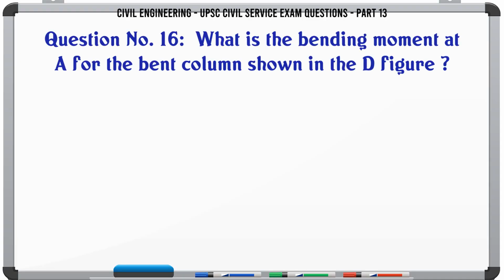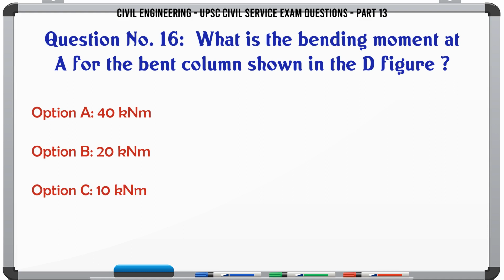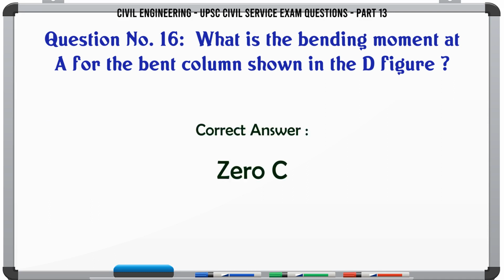What is the bending moment at A for the bent column shown in the figure? A. 40 kN, B. 20 kN, C. 10 kN, D. 0. The correct answer is 0, option C.